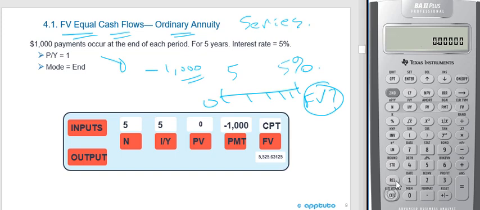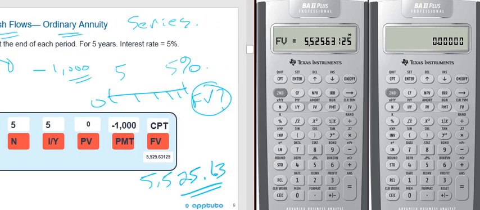So I need to be in the ending mode, which I am, and I'm going to check my P/Y again, second P/Y, yeah, 1 is very good. So I usually work from left to right, so it's going to be 5 N, 5 years, 5 I/Y, there's no present value, the 1,000 payment is out of my pocket, so I make that negative 1,000, and that's a payment, and I simply hit compute the future value, and I've got 5,525.63.